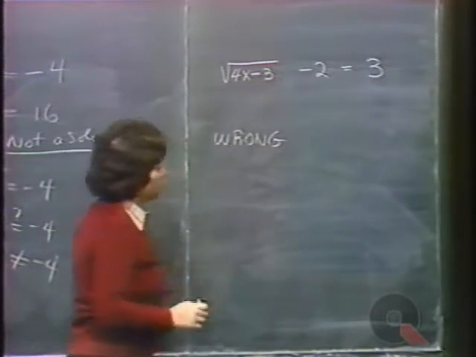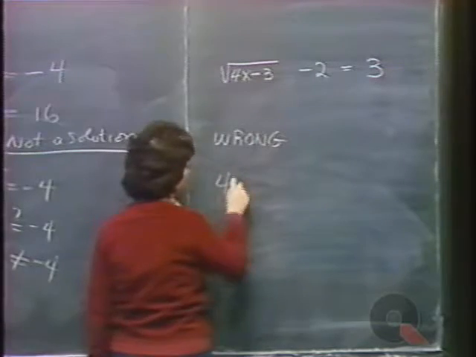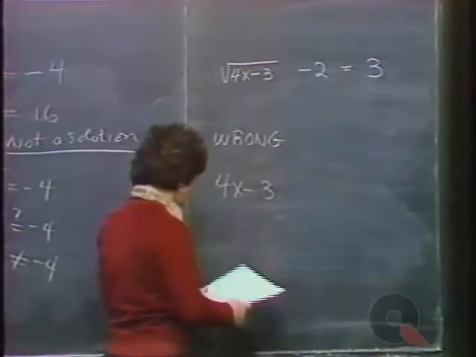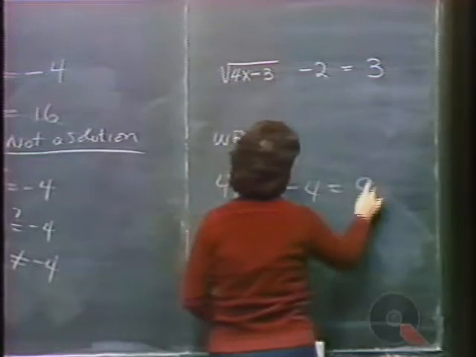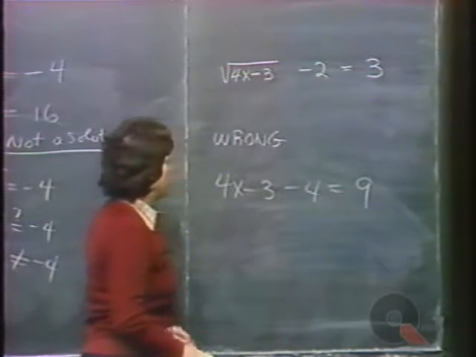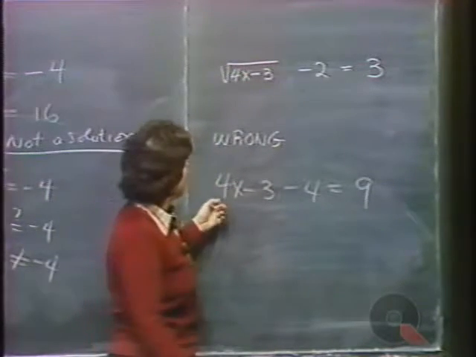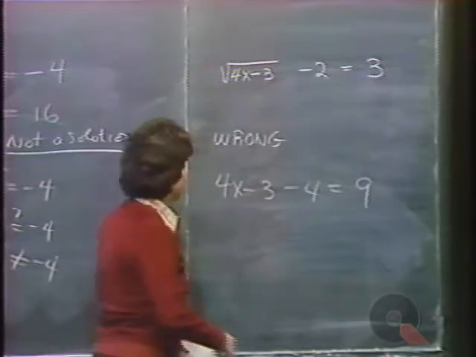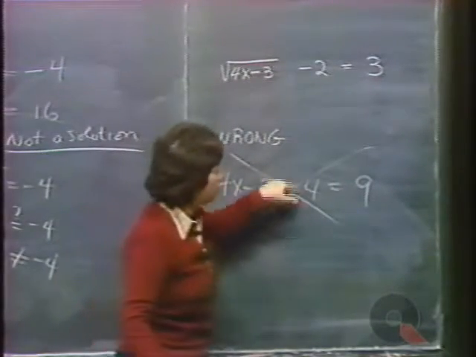The wrong thing to do is say, well, look, I'm going to square both sides of the equation and say, well, I'll square this and get 4x minus 3, and I'll square the minus 2 or something and subtract it and get this. This is wrong. This is not how we square both sides of an equation. This is not the proper thing to do. And making this a plus 4 wouldn't help.